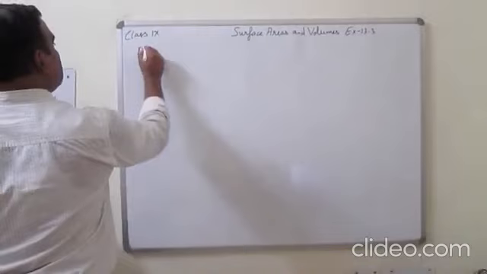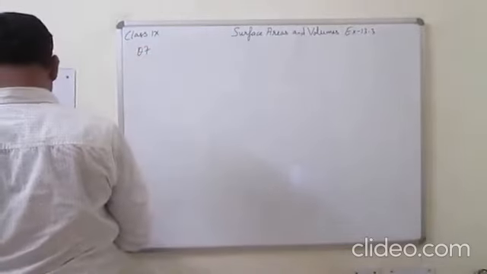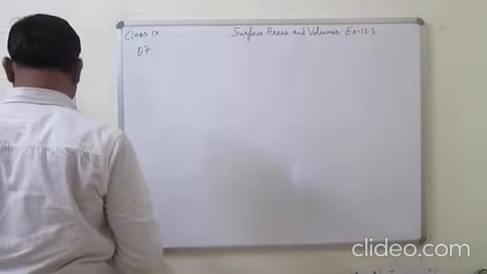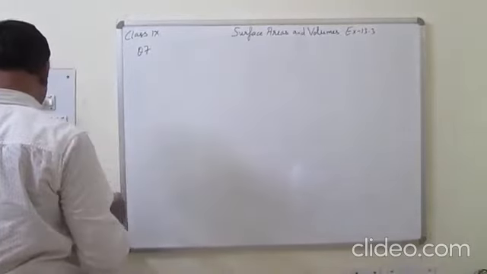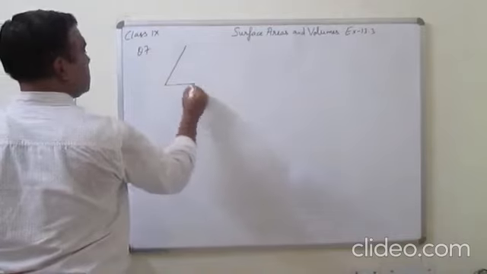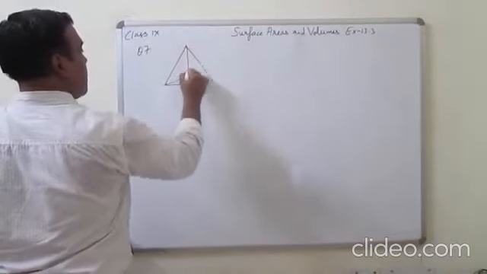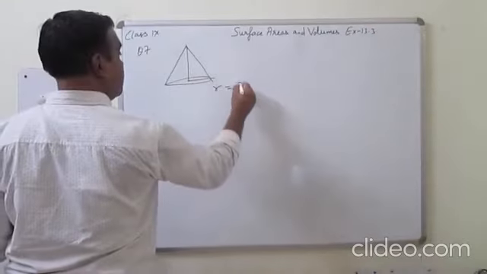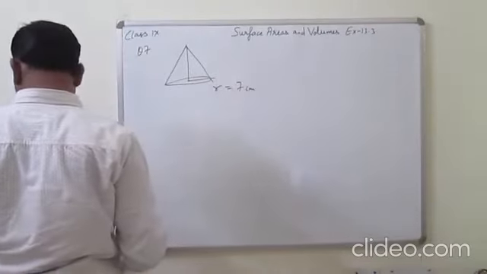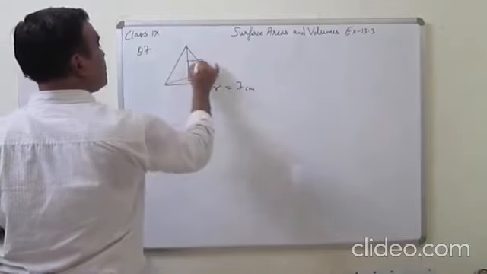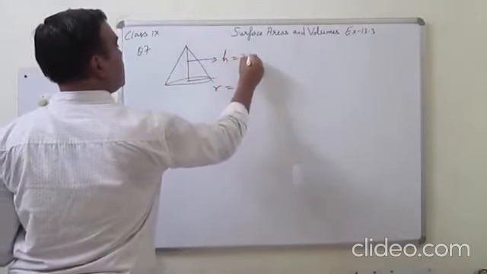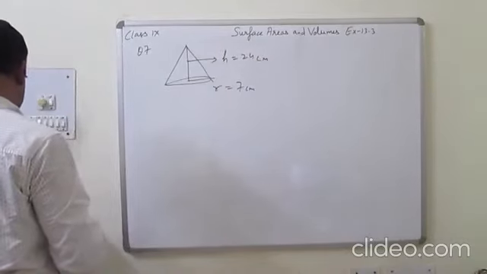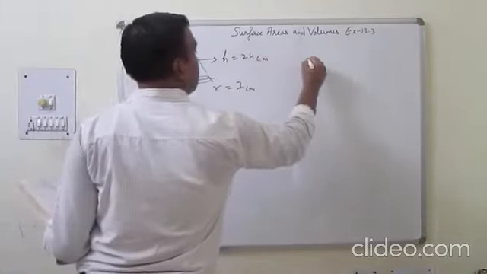Question number 7. A joker's cap is in the form of a right circular cone of base radius 7 centimeter and height 24 centimeter. Find the area of the sheet required to make 10 caps.